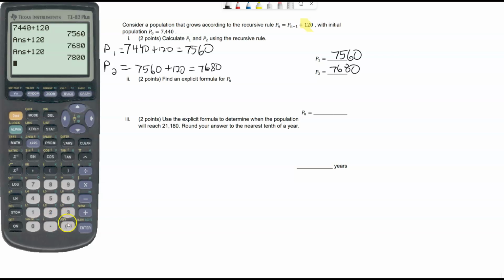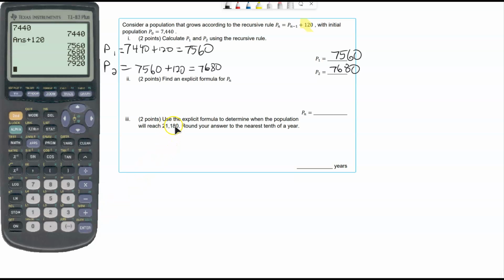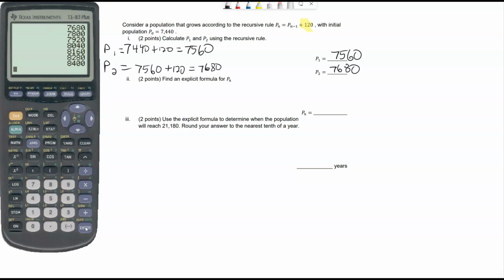We could also use our answer button effectively by starting off with the 7440, our initial value, hit enter. Then answer plus 120. This would be P sub 1. Enter again, P sub 2, P sub 3, P sub 4. Now to get 21,180, let's see, 5, 6, 7, 8, 9, 10, 11, 12, 13, 14. This is kind of slow, and I've lost count. But you can see this technique would eventually get us close to, probably not exactly, to that value.